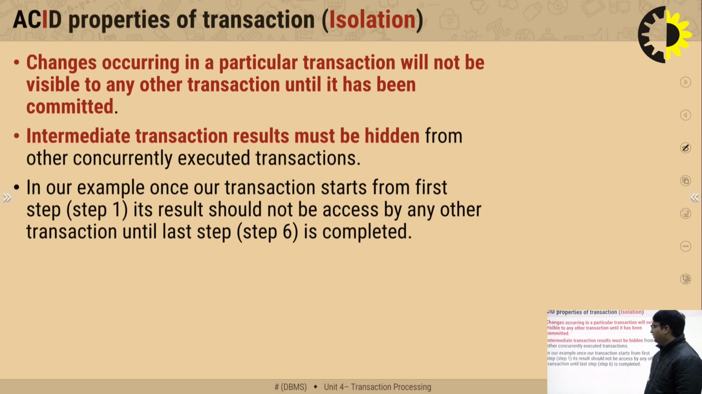For example, once our transaction starts from the first step, its result should not be accessible by other transactions until the last step, that is, the last step was write B. When the last step completes, the final results, that is the final values of A and B, should be visible to other transactions. It should not be visible to other transactions before that.